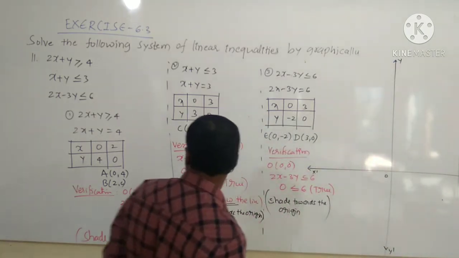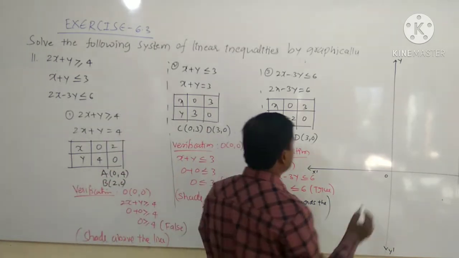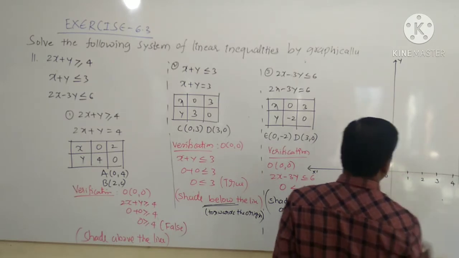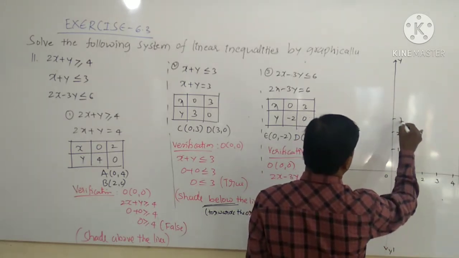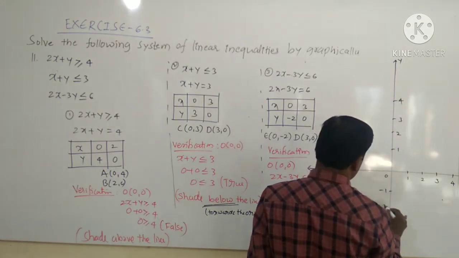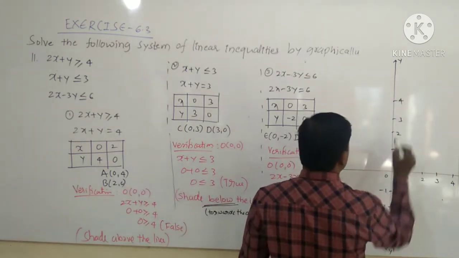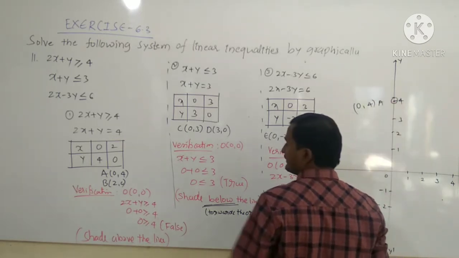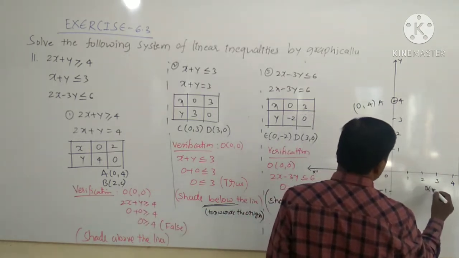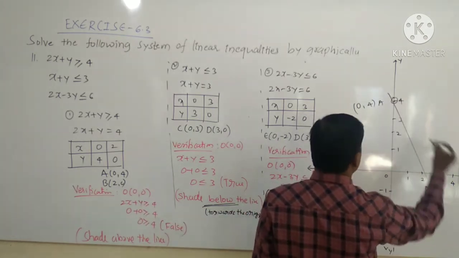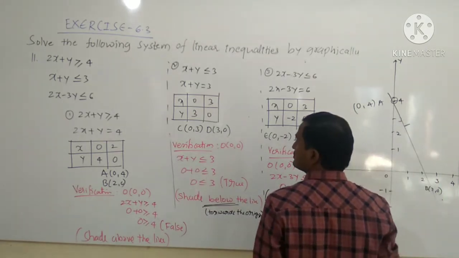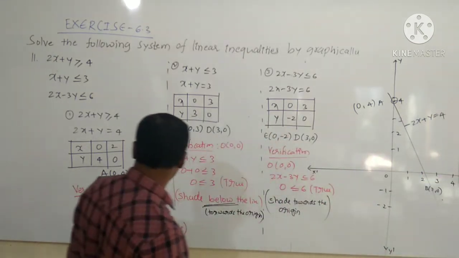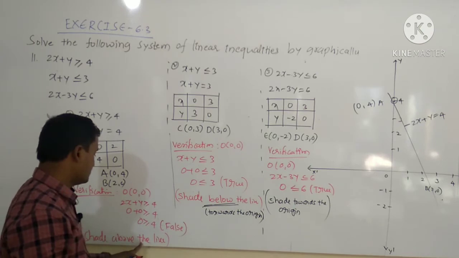Here maximum point is 4. Okay, right. So here 1 2 3 4, it is 1 2 3 4, minus 1, minus 2. Okay, 0 comma 4. So this is the first point, 0 comma 4. Here I will take point A, 2 comma 0. Here it is 2 comma 0. So join this. So write the equation of this one. So another equation is 2x plus y is equal to 4. Okay, right. If false, shade above the line.